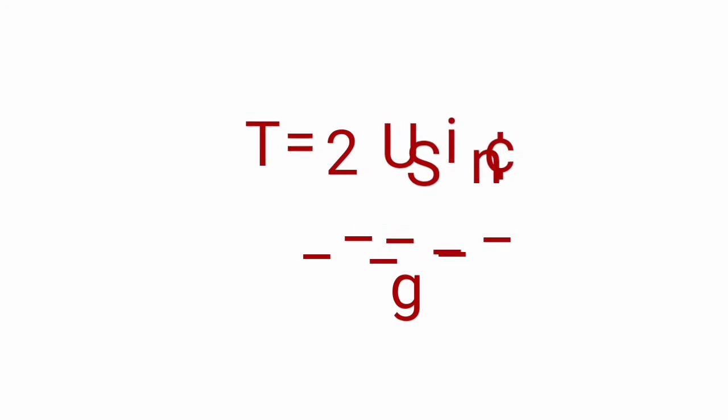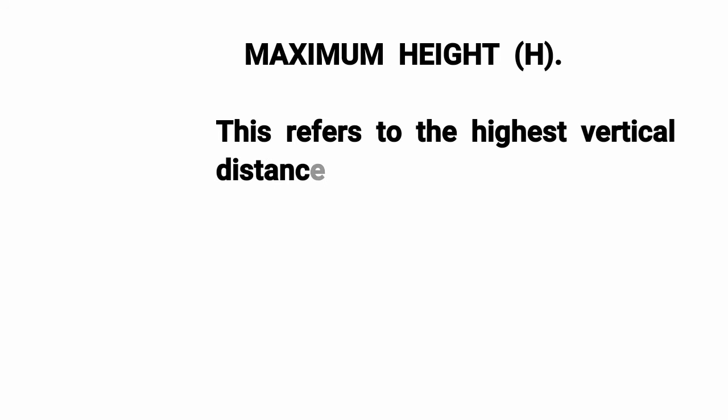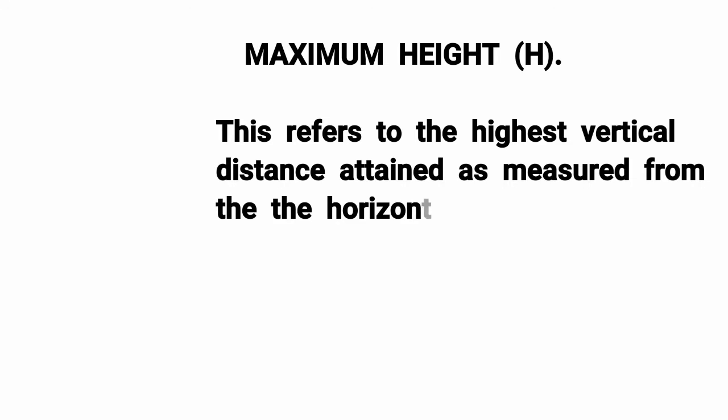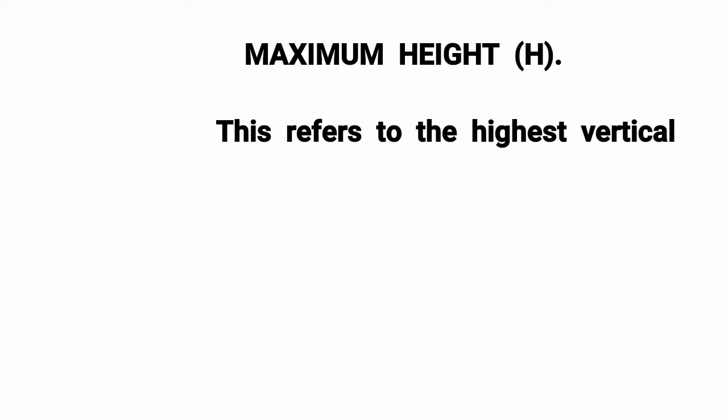We now move to the maximum height. We are going to define what this means. The maximum height refers to the highest vertical distance attained as measured from the horizontal plane. That is the highest vertical distance attained. It goes up. We are going to move to the formula for the maximum height.